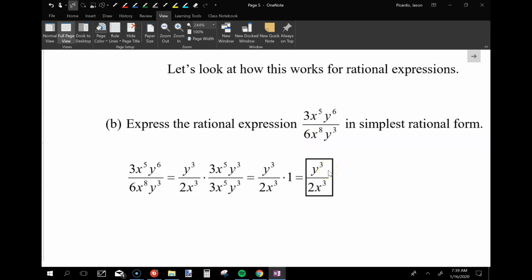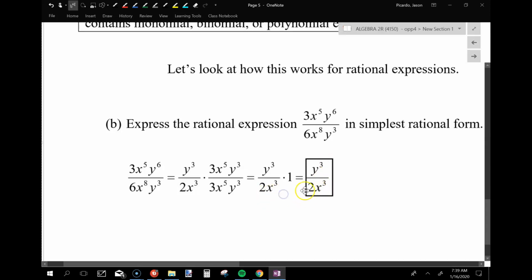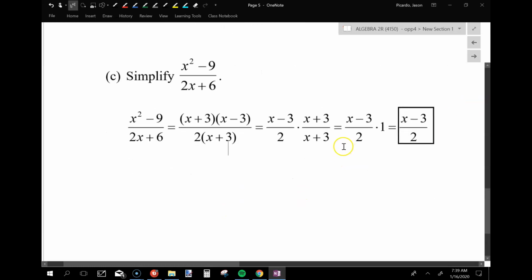Anytime you have any other scenario, 1 term over 2, 2 terms over 1, 2 terms over 3, 3 terms over 2, any other scenario, you're going to go to this second method, right? And here's what the second method involves. So how many terms did I have up top? 2. How many on the bottom? 2. Anytime you have more than 1 in either position, you're going to factor and reduce.